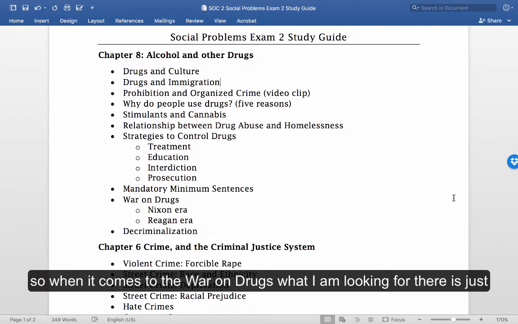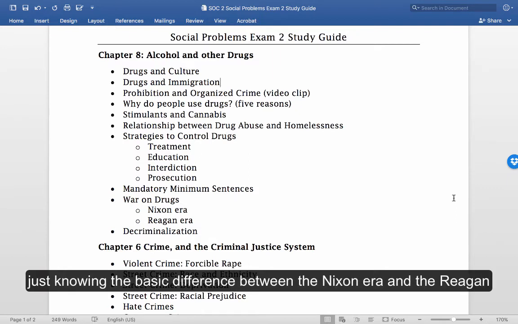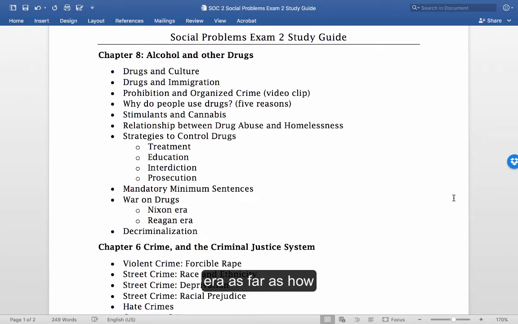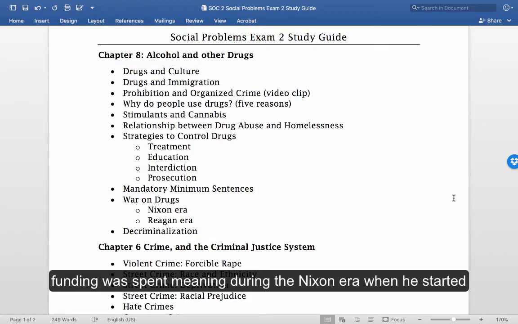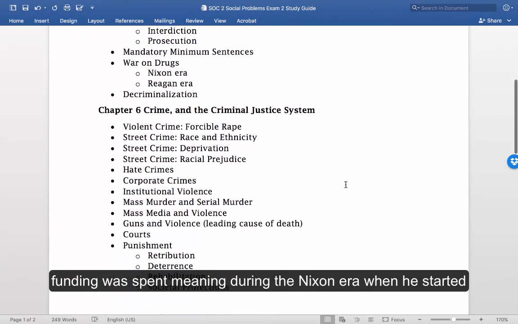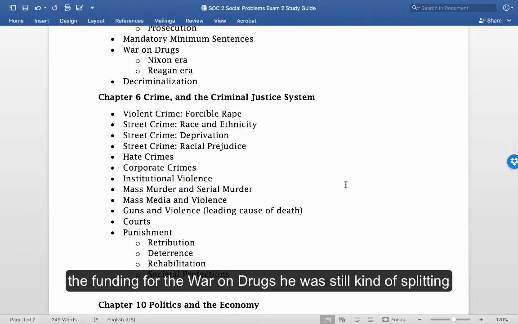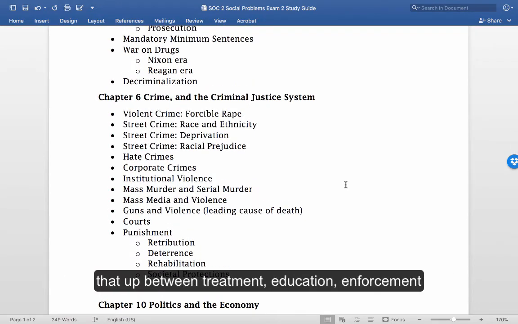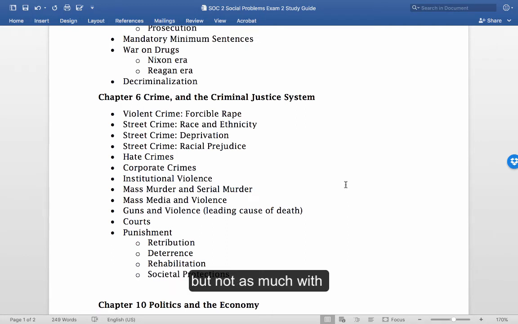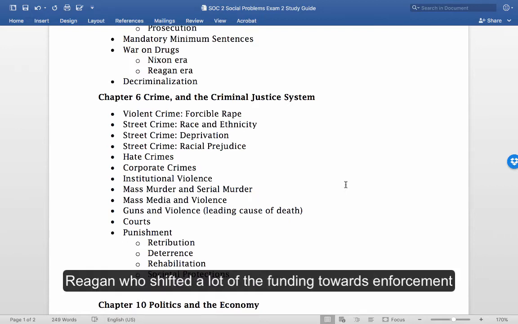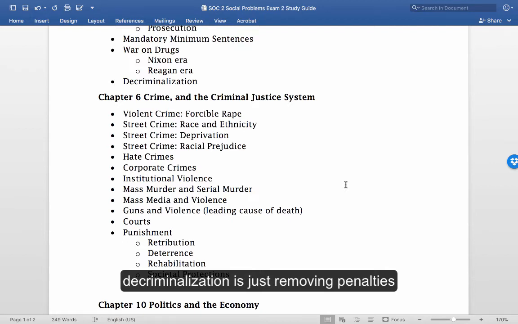Okay, so when it comes to the war on drugs, what I'm looking for is knowing the basic difference between the Nixon era and the Reagan era as far as how funding was spent. During the Nixon era, when he started the funding for the war on drugs, he was still splitting it up between treatment, education, and enforcement, but not as much with Reagan, who shifted a lot of the funding towards enforcement. Decriminalization is just removing penalties for drug offenses, making them legal, right?